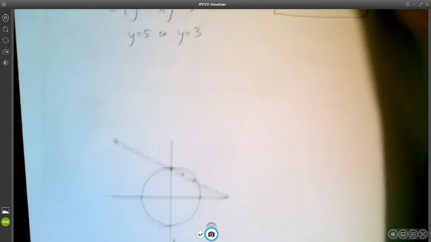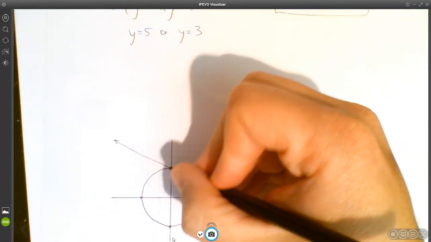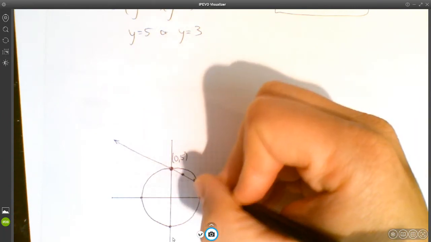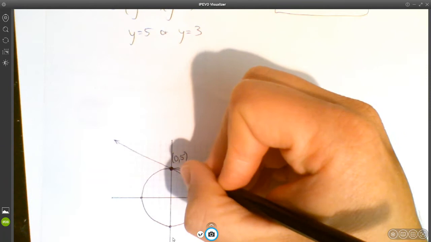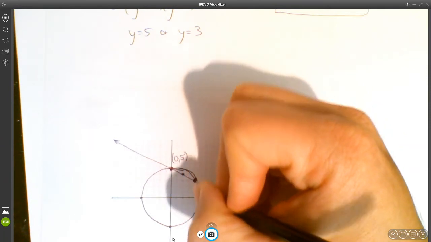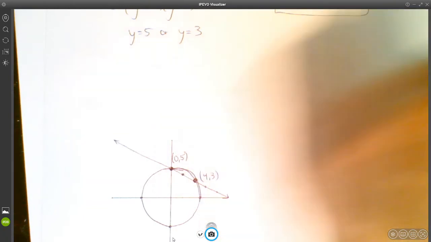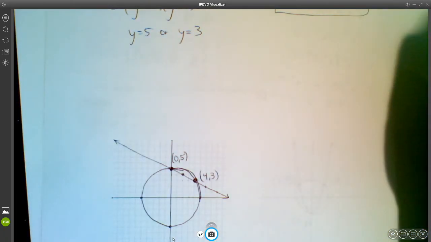So there's the top equation. So sure enough, right, these things are crossing at the point 0, 5, and at the point, well, if you make this point big enough, if you draw your circle perfect enough, then it's also crossing at the point 4, 3. Okay, so that makes sense, right? That's lining up for sure. Let's do another one.